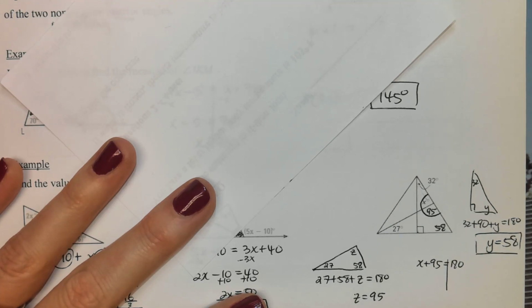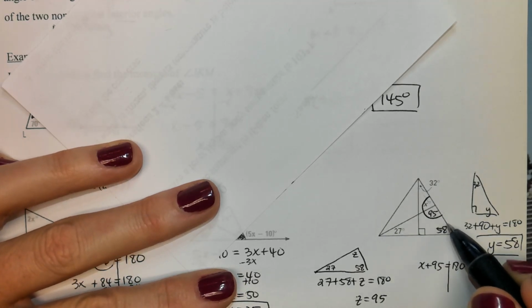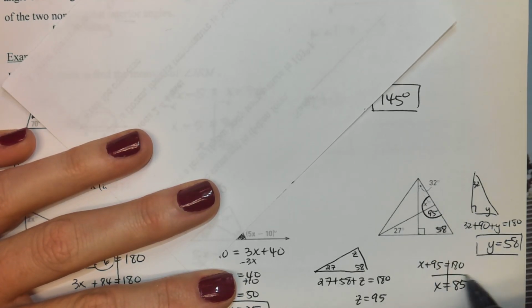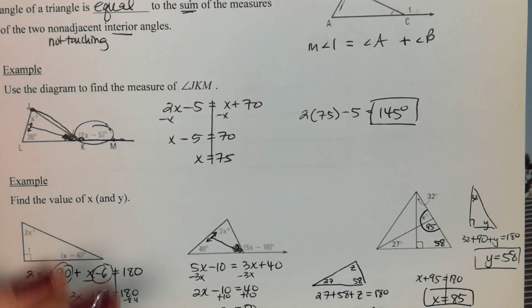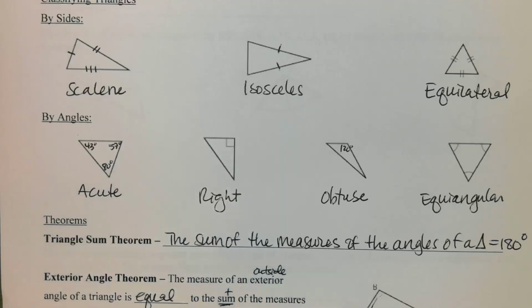So it's a three-step problem for us in order to get to just what X is going to be. We had to first figure out Y using a totally different triangle and then work our way over to X. And X is 85. So today you've got interior and exterior angles, how to find those measures, and then we've got all the different ways in which to classify a triangle.